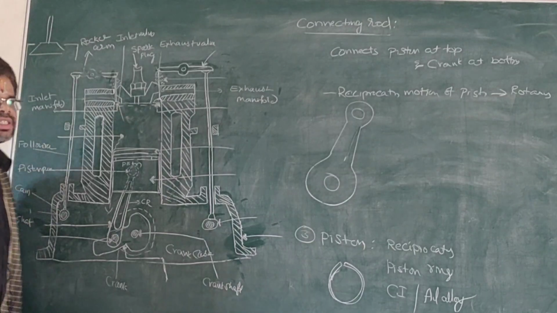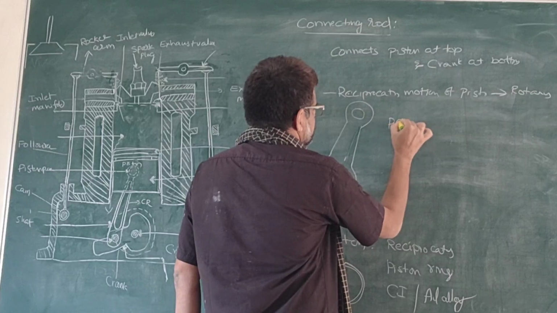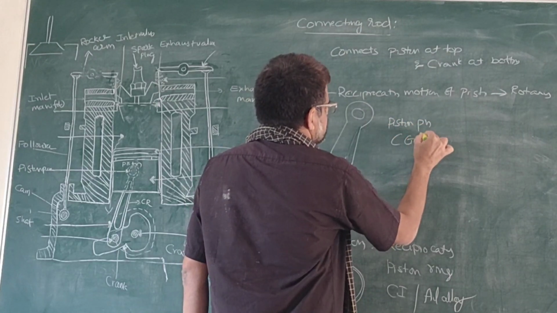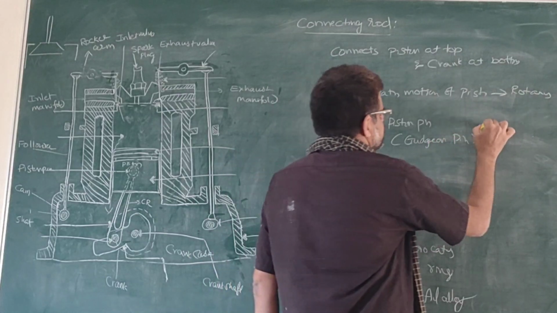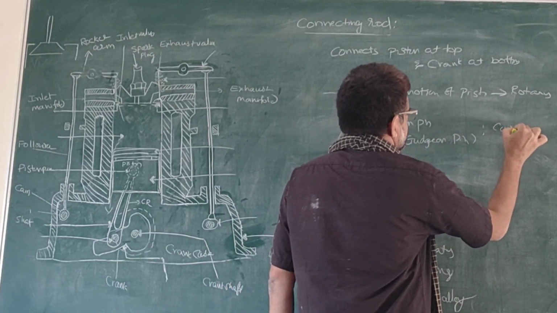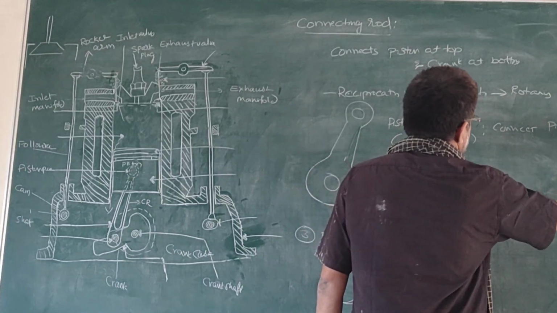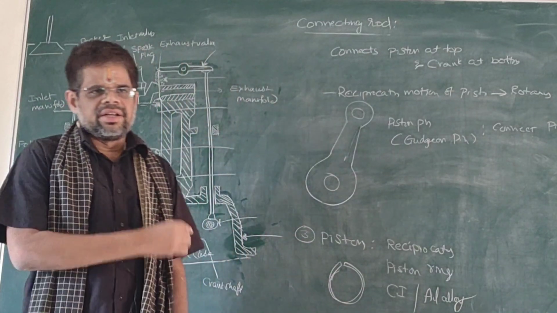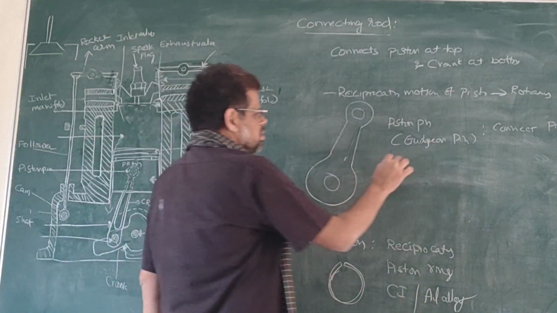It is also called the gudgeon pin. See, the piston pin, another name is gudgeon pin, is used to connect the piston and the connecting rod. The other end is connected to the crank by using a pin called the crank pin.